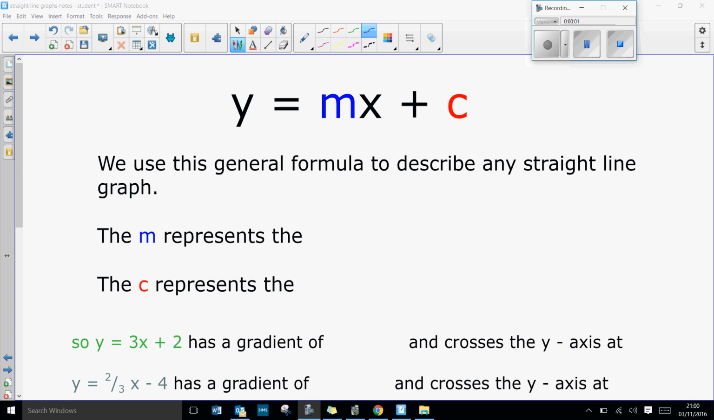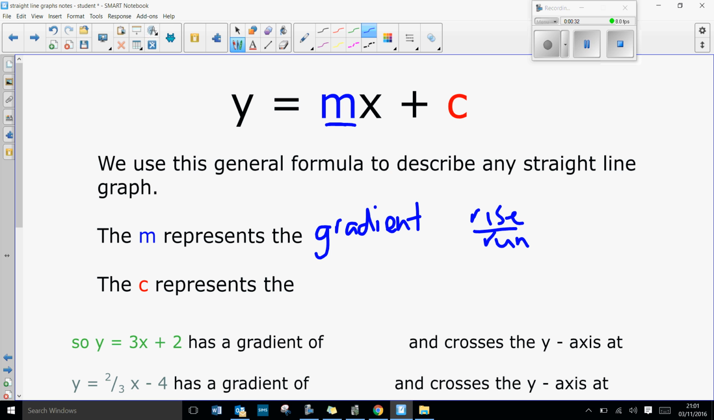graphs of the form y equals mx plus c. So we can use this general formula to describe any straight line graph. M, or the number in front of the x, notice it's always attached to the x, but it's not the x itself, it's the number in front of it. So m represents the gradient of the line. And we know that gradient is equal to rise over run.